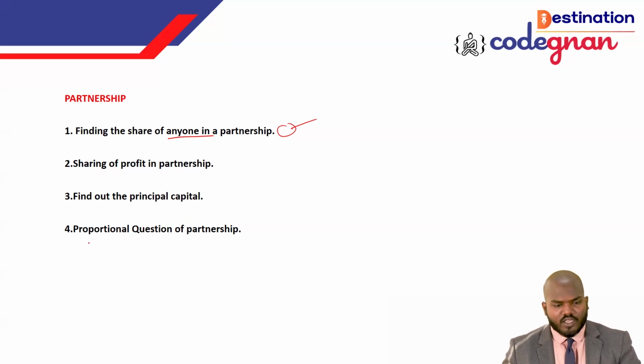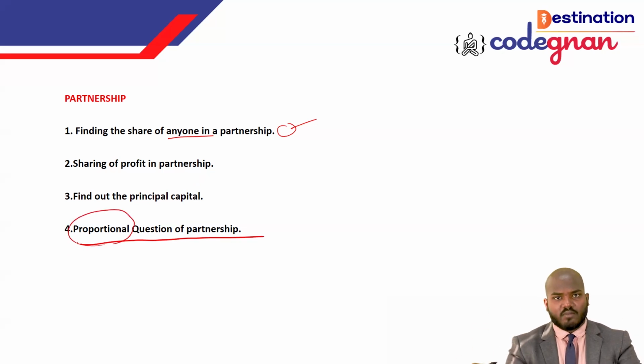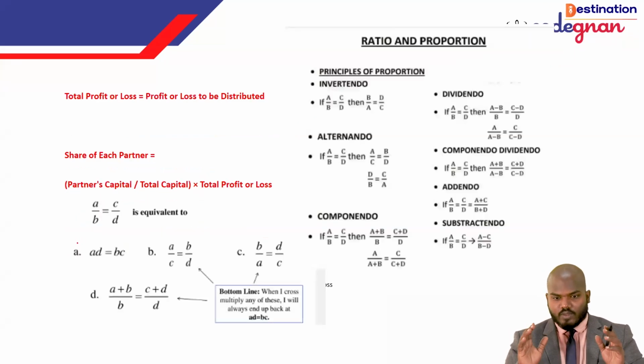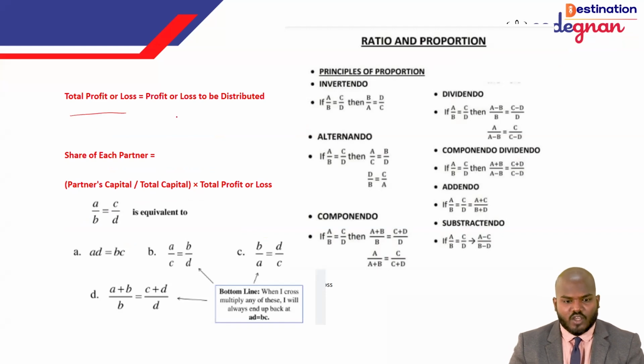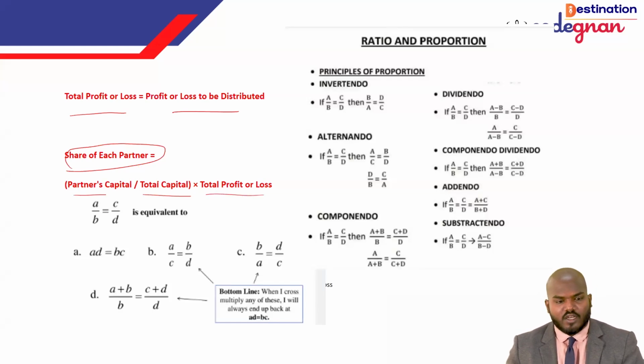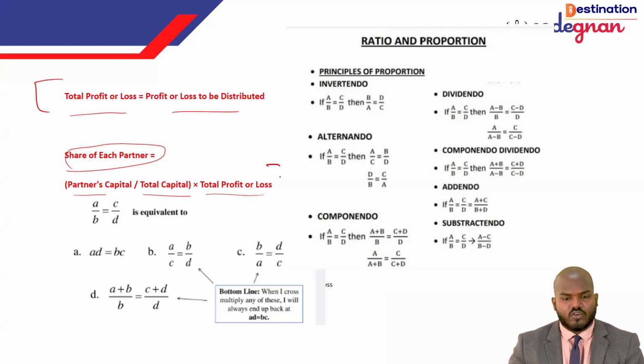And the fourth one we can call proportional. Proportional means there are two different ratios, which they have mixed and given to you, and they will ask you what the proportional value of this particular partnership amount is. As I said, guys, we have a little bit of formula here with respect to profit or loss. Share of each partner is equal to the partner's capital divided by the total capital, times the profit or loss. Only this basic formula you have to use.